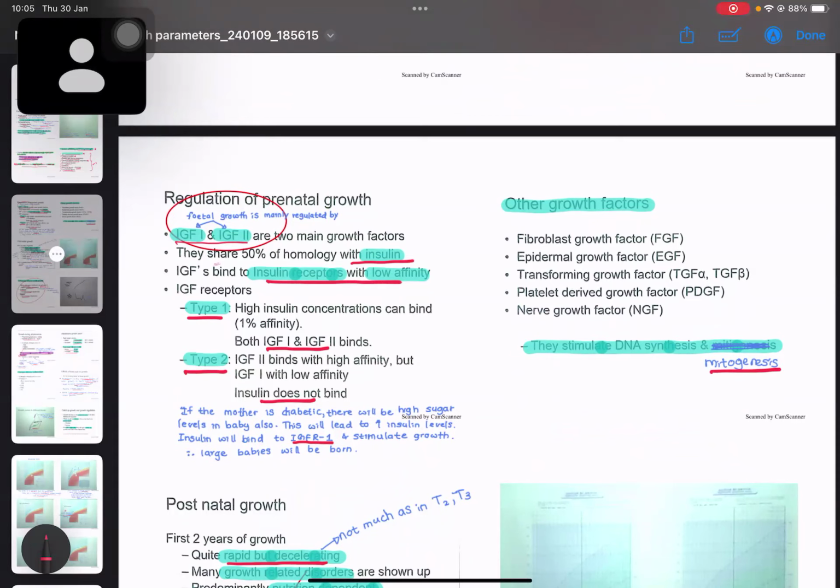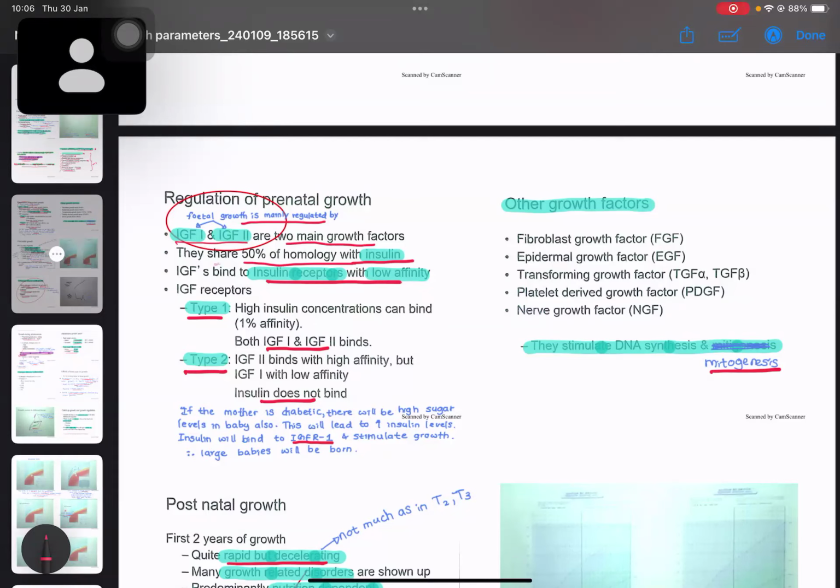IGF-1 and IGF-2, these are fetal growth factors. The main regulatory factors of fetal growth are IGF-1 and IGF-2, the insulin-like growth factors 1 and 2. They are the two main growth factors in prenatal growth. They share 50% homology with insulin, because their structure is alike insulin.